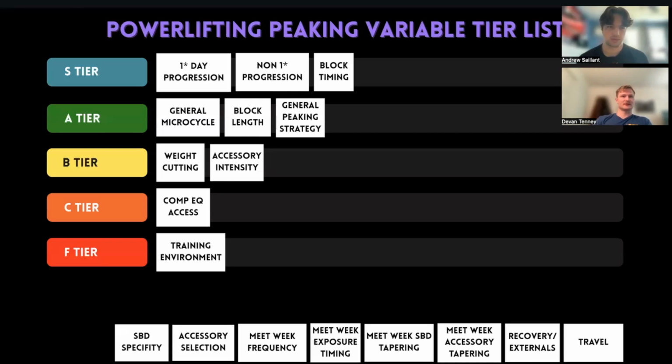Yeah. I could rock the bottom of A tier because I feel like it's probably a more important consideration than weight cut or accessory intensities. Sure, let's do that. Cool.